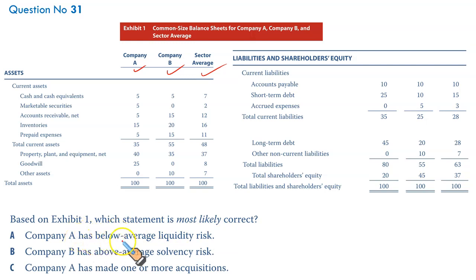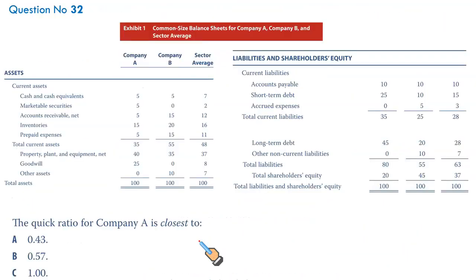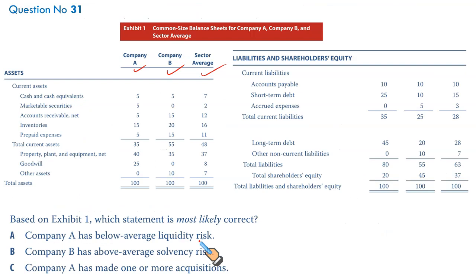Company A's liquidity is below average liquidity for the whole sector. Comparing Company A liquidity with the sector average liquidity. This needs some serious computation. It will take time, but let us lay down the working, because there are certain subparts to this question, 31, 32, 33. So we just do the working once. It will help us to solve other parts as well.